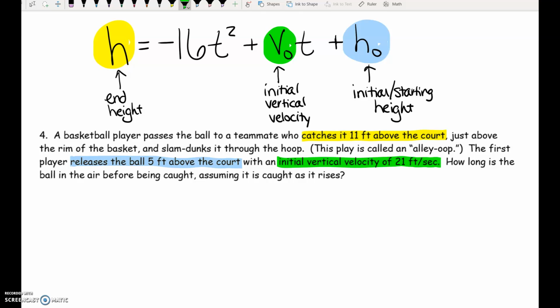We're going to ignore the last sentence for right now and just focus on these three numbers. So catching a ball, that's the end height. Releasing the ball, that's the starting height. And the initial vertical velocity is 21 feet per second. So I'm going to put all of these numbers into this formula. 11 is going to go in place of the regular h. 21 goes in place of the v. And 5 goes in place of the initial height.